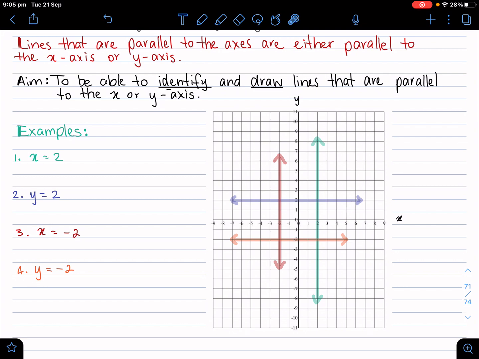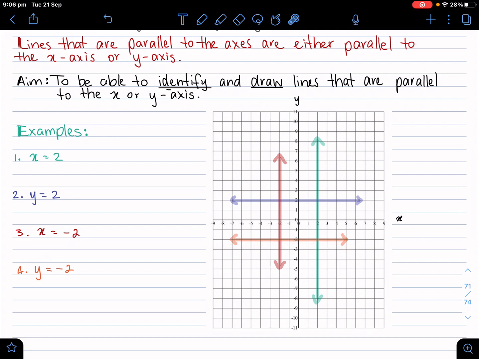I think you're getting the hang of it, but let's do two more examples. For example 3, x equals negative 2. So x equals negative 2, no matter what y equals. When y equals 3, x still equals negative 2. When y equals negative 4, x still equals negative 2. And the last one, y equals negative 2, you can see with that orange line.